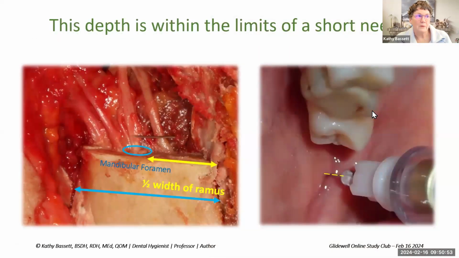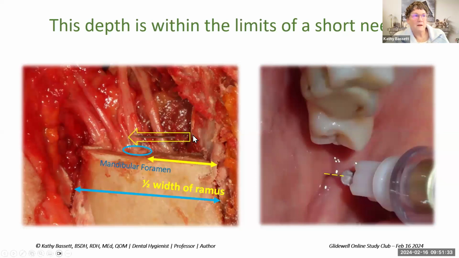So here's what they look like in place. Note the foramen is at half the width of the ramus with a depth of insertion at 19 millimeters of a 25 millimeter needle. And that puts us right here inside this yellow arrow. There's our short needle insertion. On the right, here's what it looks like clinically, and we have approximately 4 to 6 millimeters. And that's our reference point. We use that calibrated needle and we insert until we have marked that estimated 4 to 6 millimeters. And that's the depth that we use for everybody.